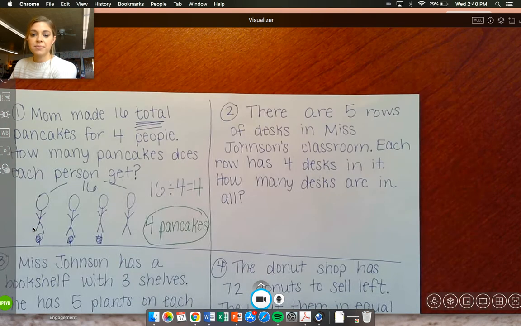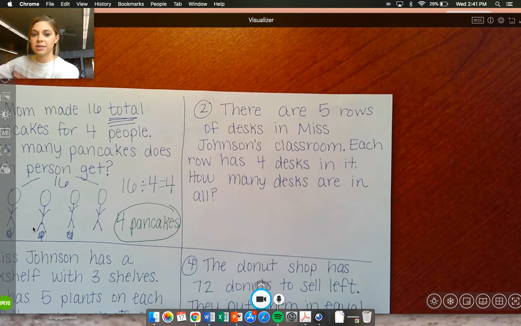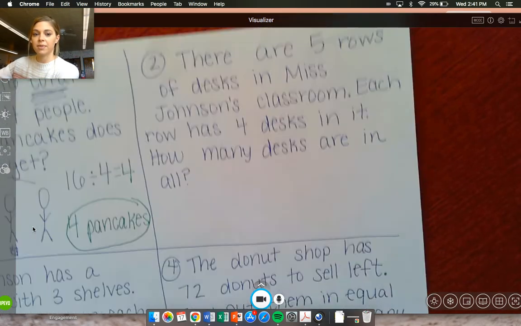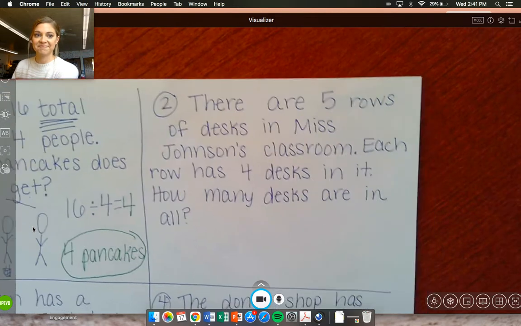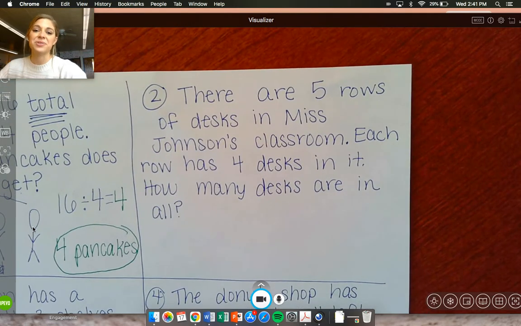All right, let's go on to number 2. I'm going to try to zoom this in. Hopefully it will not be weird on me and stop working. All right, there we go. It worked. Okay, number 2.